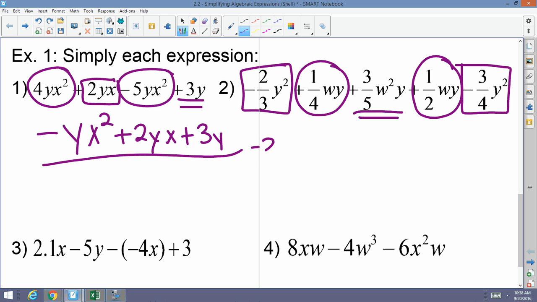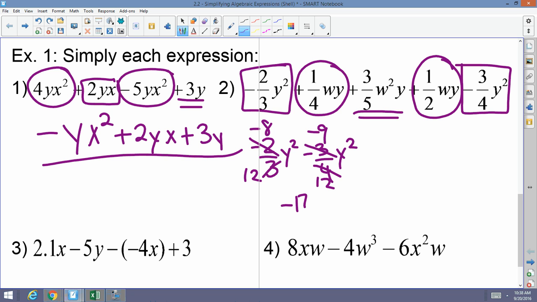So I've got negative 2/3 y squared minus 3/4 y squared. And that is going to give me, 12 is the common denominator, so that goes to 12. That goes to negative 8. That goes to 12. That goes to negative 9. So I've got negative 17/12 y squared. I'm done with these two. Done.